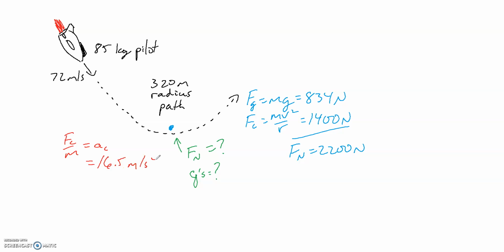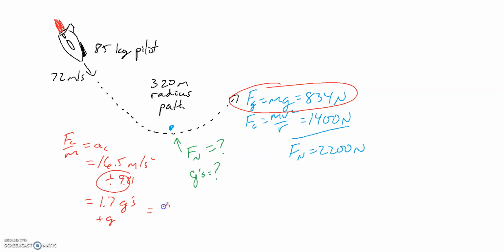Okay, now if I just convert this into G's, all I have to do is divide by 9.81, and this is, give or take, about 1.7 G's. So he's experiencing 1.7 G's just to swoop and do the circular motion component. But there's also the force of gravity that he has to balance out. So his seat is also pushing up with 1 G just to cancel out the force of gravity. So I'm going to add another G for that, and altogether you're looking at around 2.7 G's.